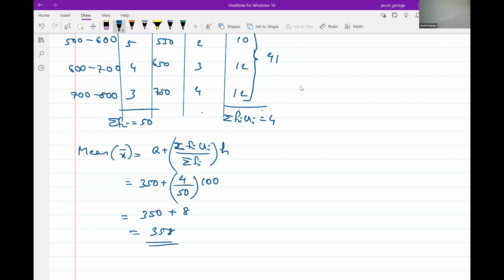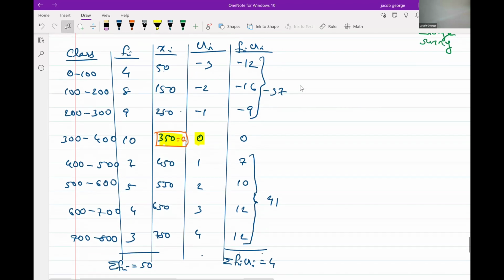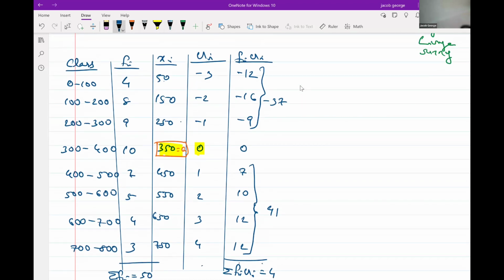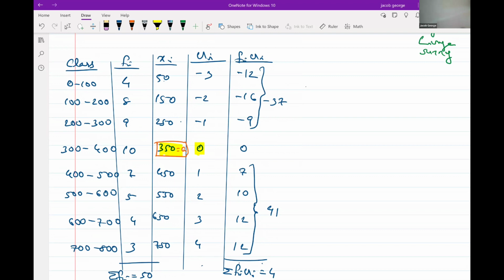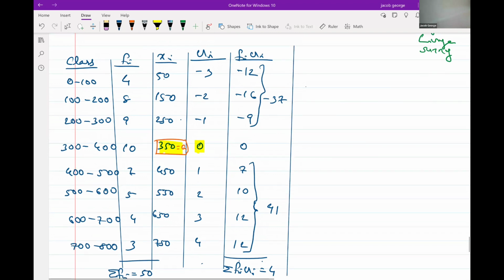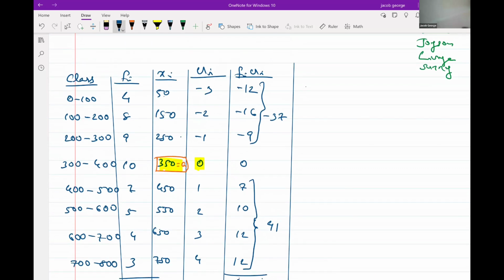Next, 2 more columns. What are the 2 more columns? Modulus xi minus x bar, then fi into that value, modulus xi minus x bar. Yes. So hope you all have done till here online. Everybody finished till here. Next, modulus xi minus x bar.